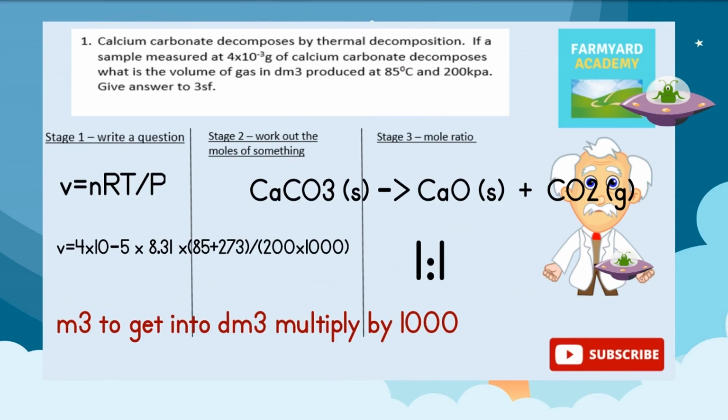In this instance, you can plug in the answer from stage 2 into stage 1 and calculate the overall answer in meters cubed. To convert the answer to decimeters cubed as the question states, you must multiply by 1000. State the answer to 3 significant figures to obtain full marks.